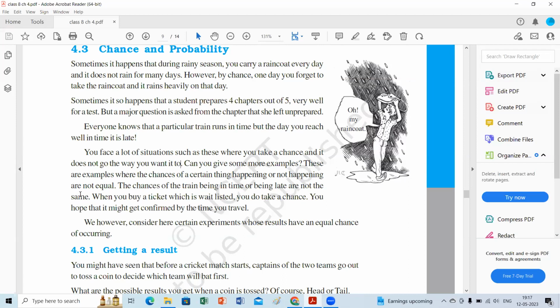Coming to the next, suppose a coin is tossed 100 times, what is the probability of getting a head all 100 times?